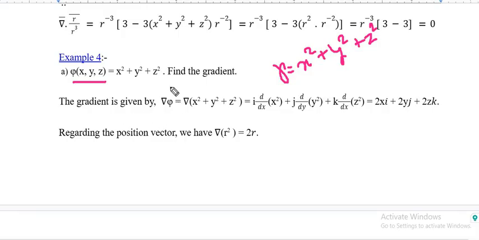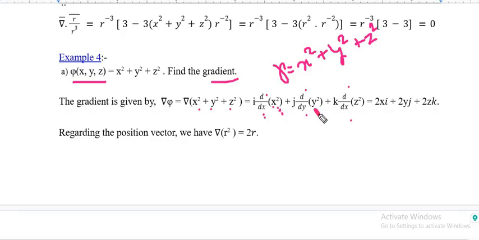Now you have to find the gradient of phi. So you need to find the gradient of x square plus y square plus z square. If you want to find the gradient of this, you will have d/dx, d/dy and d/dz. Actually when you are differentiating over x, here only x is variable, y and z are constant, so their terms will be zero. After differentiation this will give you 0.